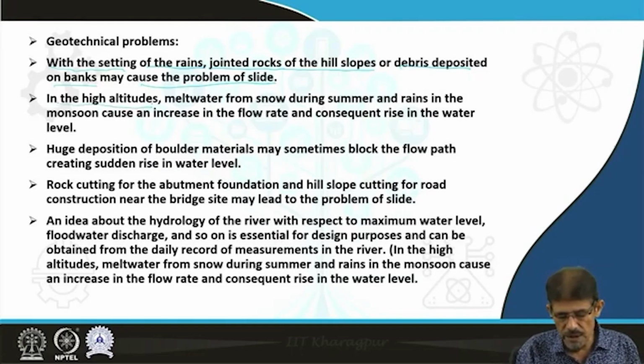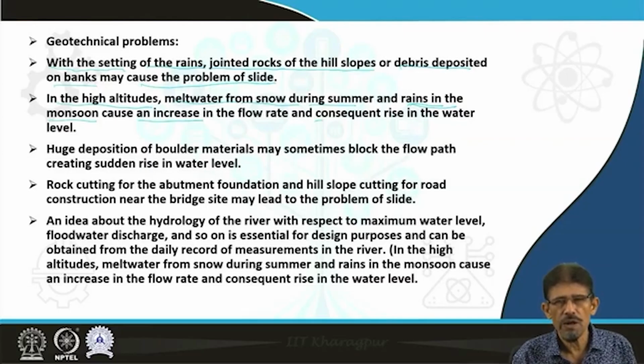At this high altitude, the melt water from snow during summer and the rain in monsoon cause an abrupt increase in flow rate and a consequent rise in the water level, causing flooding and other problems, and may disturb the abutment of the single span bridge. Huge deposits of boulders, pebbles, cobbles and others may sometimes block the flow path, creating a sudden rise in water level and flooding, which is hazardous for the bridge.